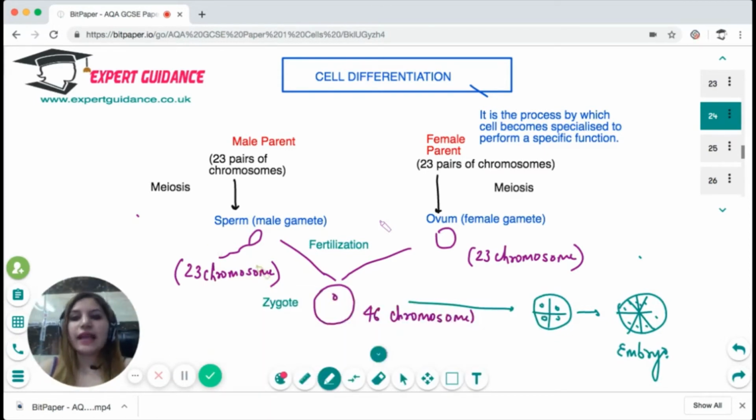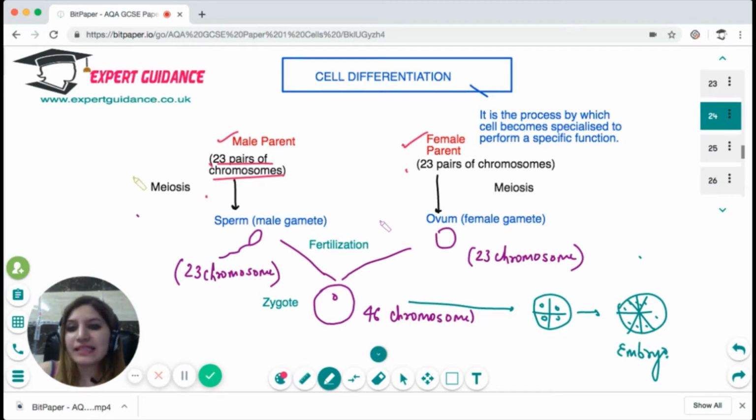Now let us look at how the process of cell specialization takes place. Let me first explain the entire life cycle of a living organism. We have a male parent and a female parent. Both have 23 pairs of chromosomes. This is what you need to remember: we have 46 chromosomes, 23 pairs, of which 23 come from our mother and 23 from our father.